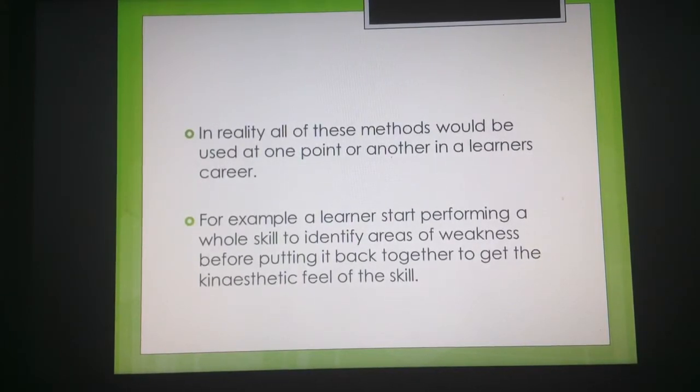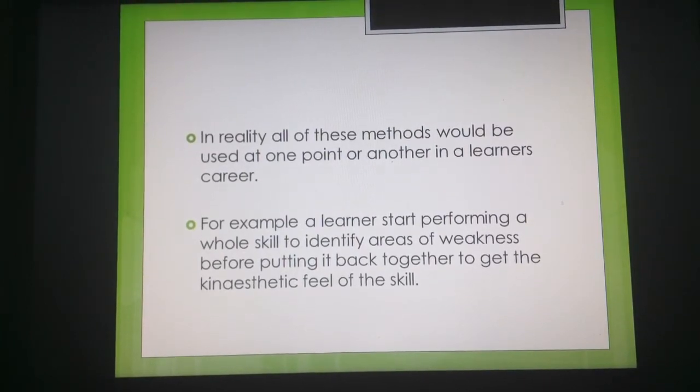So as we start performing a whole skill, we then identify areas of weakness, go into our part method of practice before we put it back together again to get our kinesthetic feel of the skill. In the same sense, as a learner, I start by practicing things in different parts. Once I've got all the different parts within a sequence, then I can look at putting the whole skill together and then going on to using the whole part whole method.